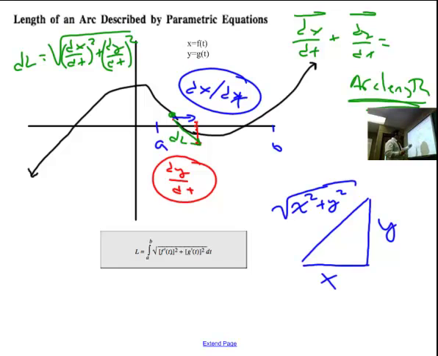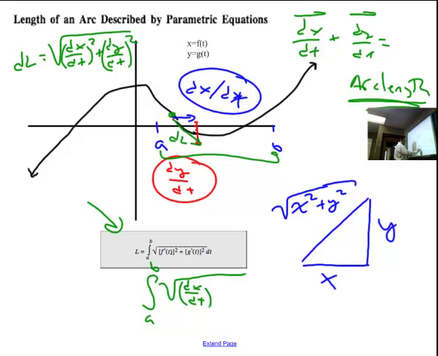And I want to add up all of those lengths from A all the way to B. So if I want to add up a bunch of little lengths from A to B, that's integration. We're going to be integrating from A to B all of those little lengths, which are the square root of dx dt squared plus dy dt squared. That's the arc length formula. Simple. Okay, so let's do a couple practice problems with that.